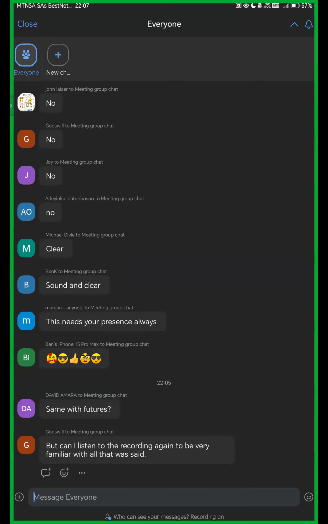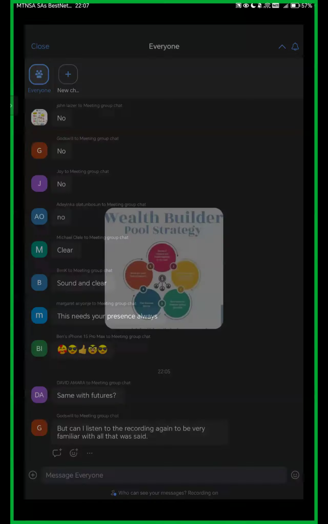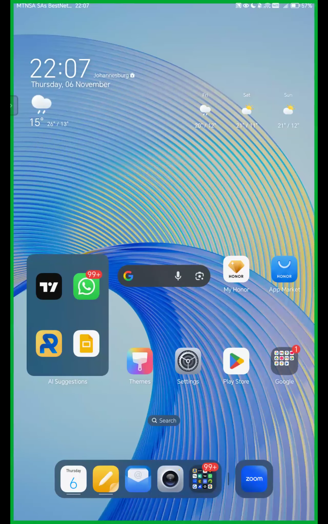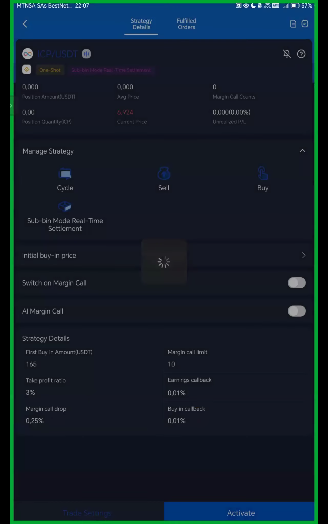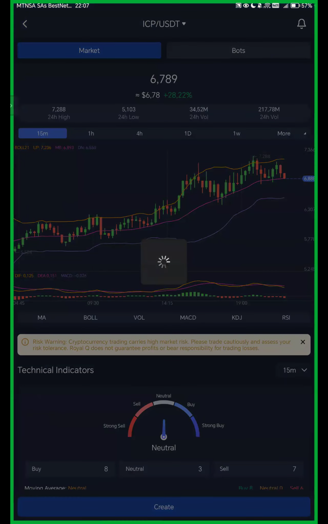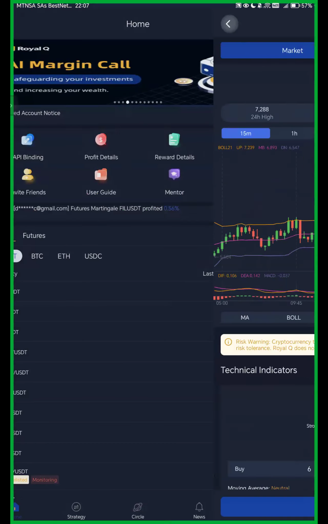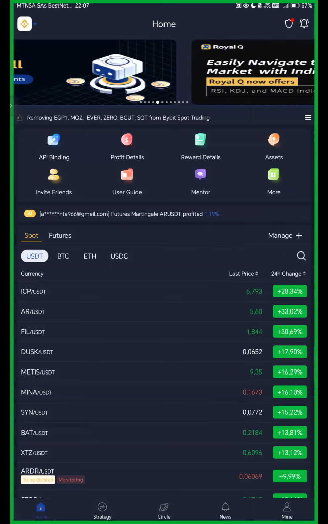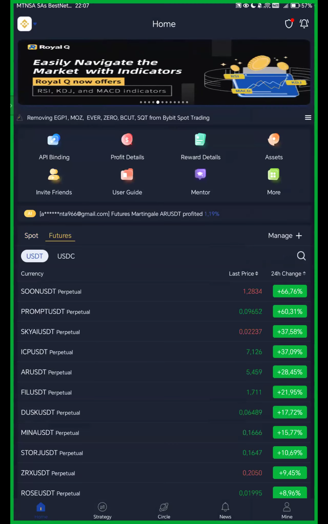All right, so let's go to futures now. I have done spot. That was spot trading. Let's go to futures. Futures is not different. The only thing is the capital, where you put your capital in futures. There's no difference. Let's go to the futures section. Okay, so let's tap on futures. Here is the futures section.